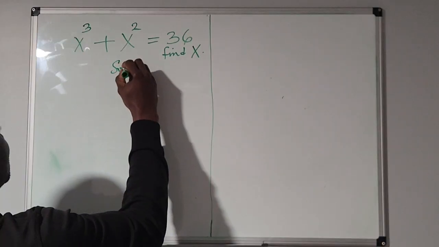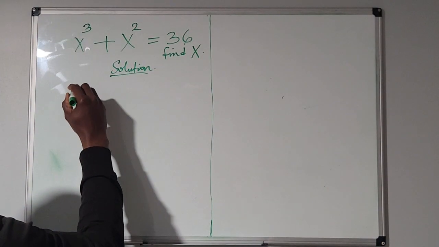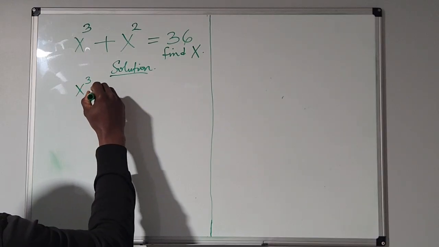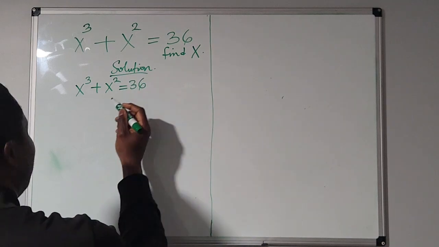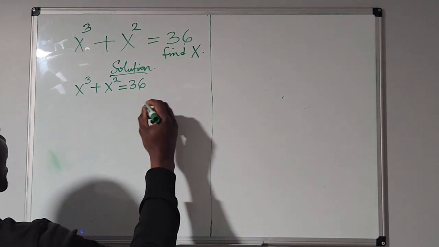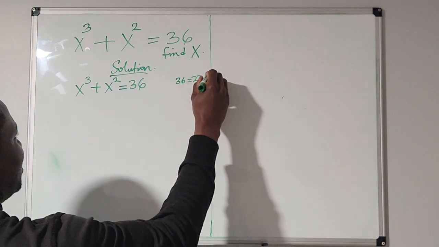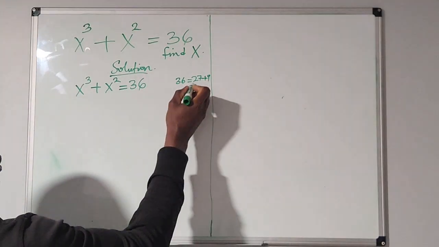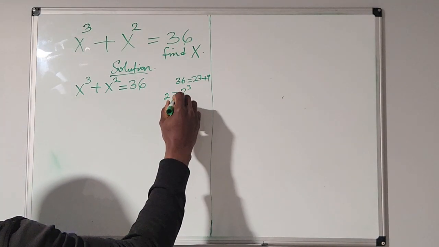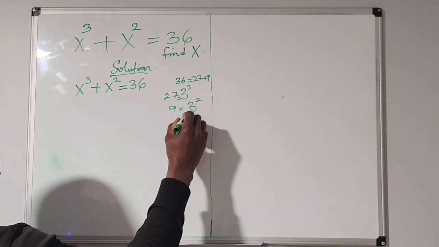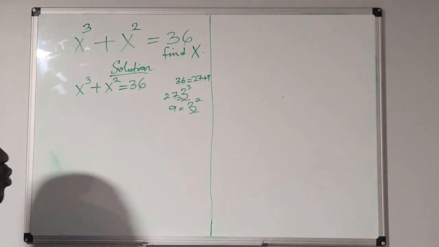So we're going to start the solution of this question from the right-hand side. We're going to try to rewrite 36 in such a way that it looks like what we have on the left-hand side. We know that 36 is the same thing as 27 plus 9, because when we rewrite 27, we have 3 cubed. And when we rewrite 9, we have 3 squared. So we have the same base like we have here, and then we have 3 and 2.